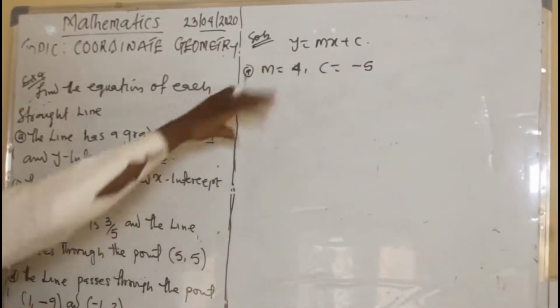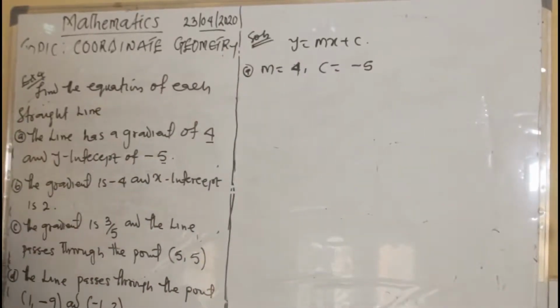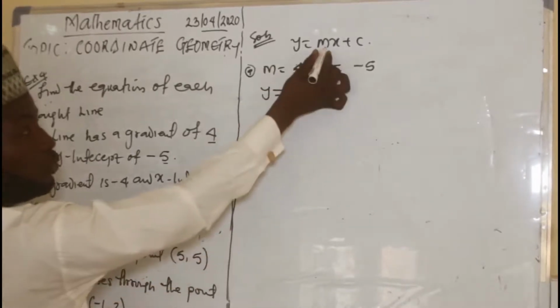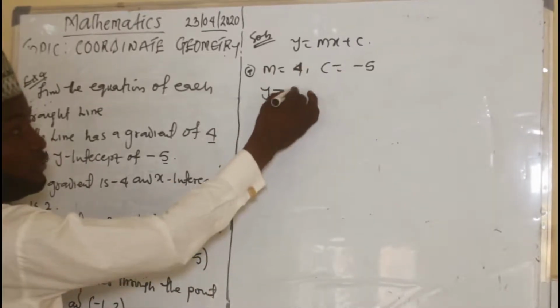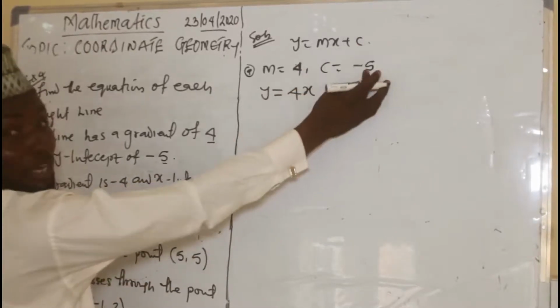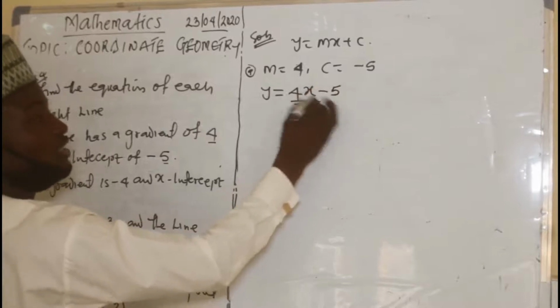So for you to find the equation, just substitute it into the general equation. So what is going to be our equation? y is equal to, what is our m? The question has given us 4, then 4x, then c is what? Minus 5. So this is the equation of a straight line.